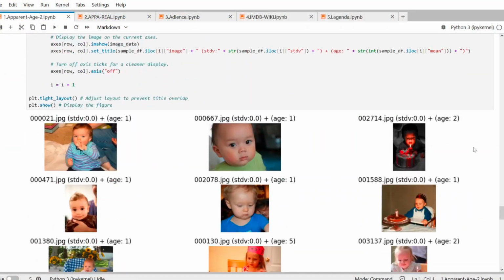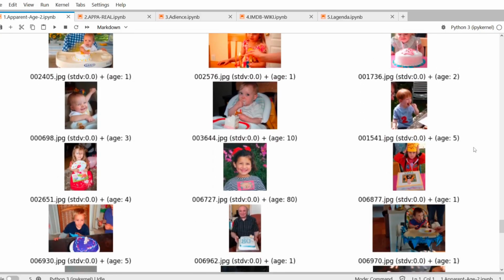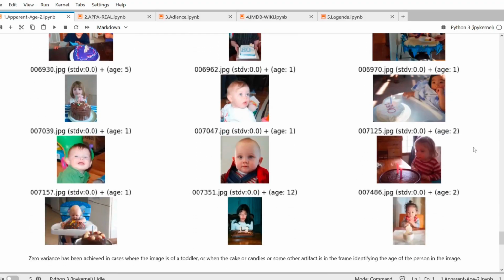I did also look at a subset of images with a variance of 0. And what I found was that they were mostly pictures of babies, or where there was a cake or a card or something that identified the age of that person. As part of celebrating a birthday, you would have candles, and annotators could count the candles. And so these pictures got a low variance of 0. That was to be expected because the information was all provided.